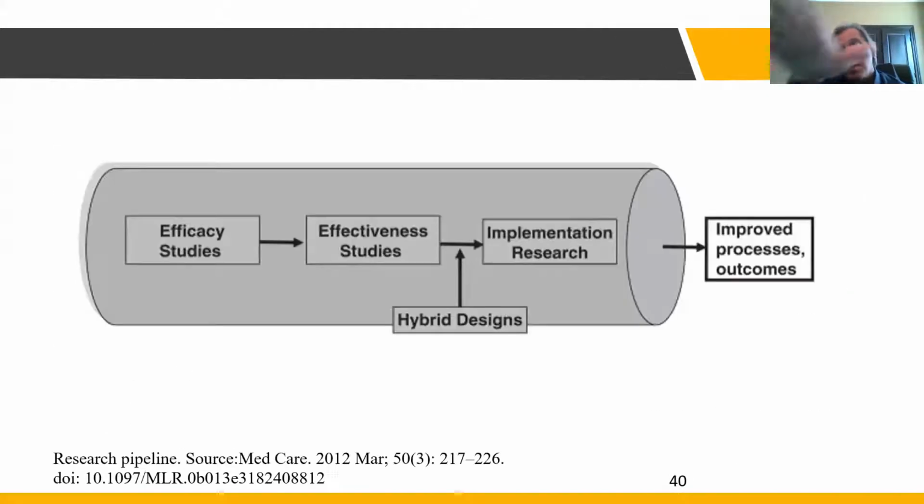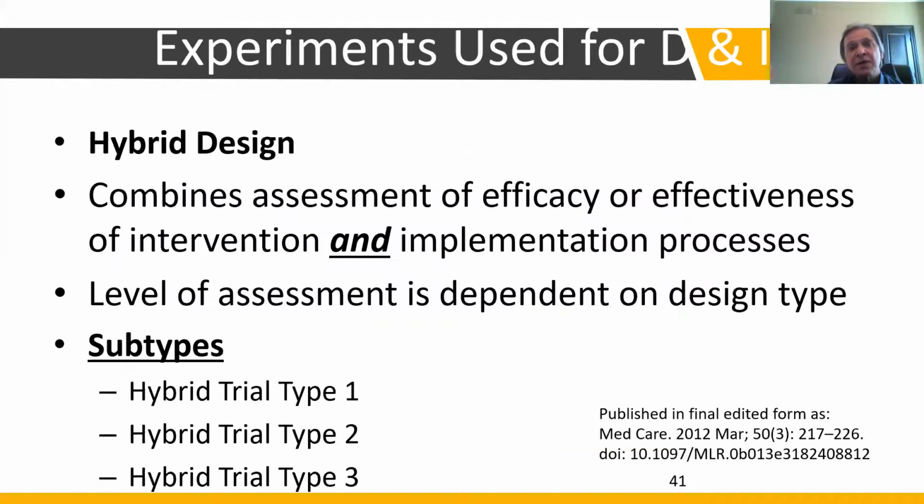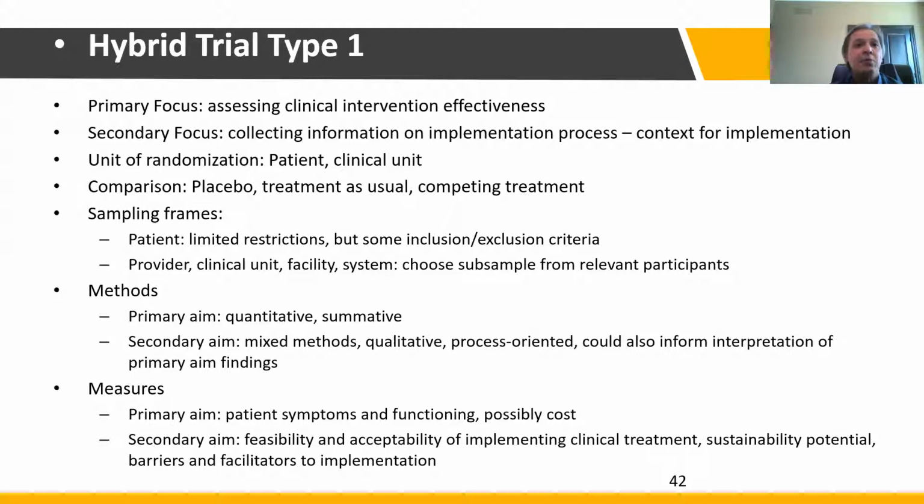So for the hybrid designs in this diagram, I could simplify them into hybrid type 1, type 2, type 3. And there's a good paper on that in Medical Care that I mentioned before that also addresses this. I will just go quickly over type 1, type 2, and type 3, and then we stop and I'll ask questions. So type 1, the primary focus is still assessing clinical intervention effectiveness. The unit of randomization is still the clinic or the patient, or the clinic if it's a group randomized design. Comparisons are usually placebo, treatment as usual, and competing treatment, or a combination of those.